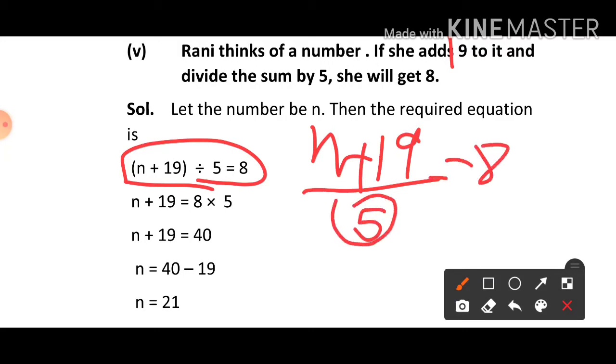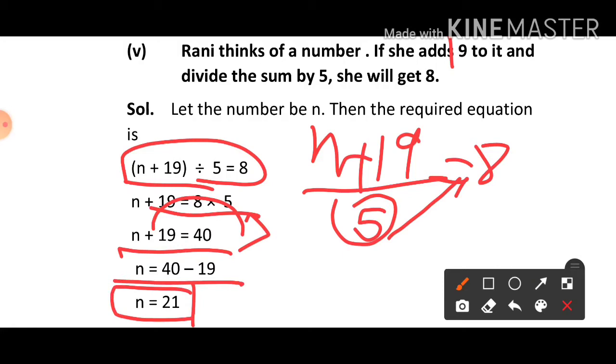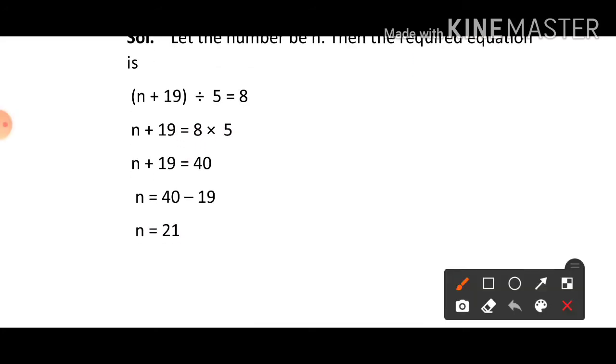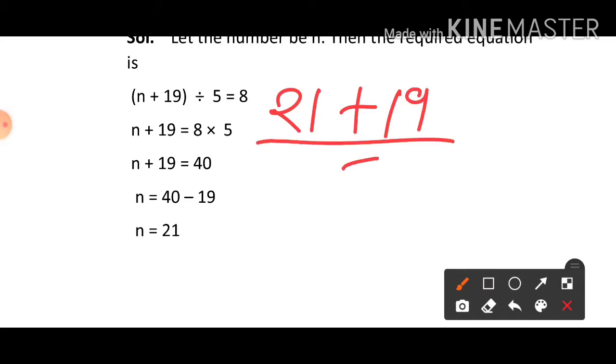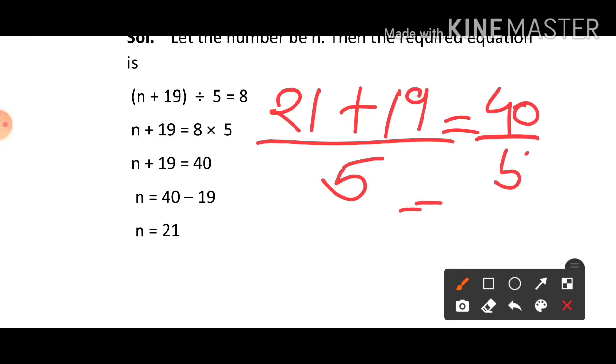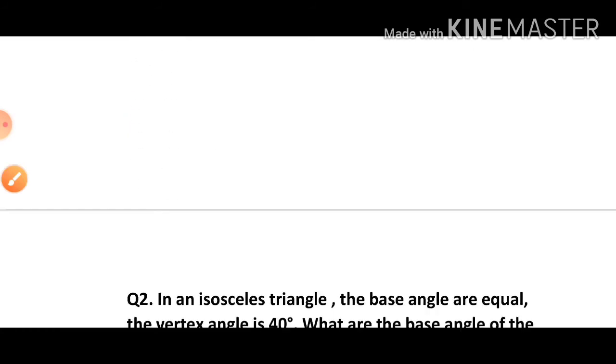As 5 is given in division, on this side it will change into multiply. So 8 5s are 40. Now transpose 19 here. So minus 19, so n is equal to 21. It means the number thought by Rani is 21. Or you can check by putting 21 in place of n. So 21 plus 19 is 40, divided by 5. 5 8s are 40. So you can see that the answer is 8 only. It means our answer is correct here.